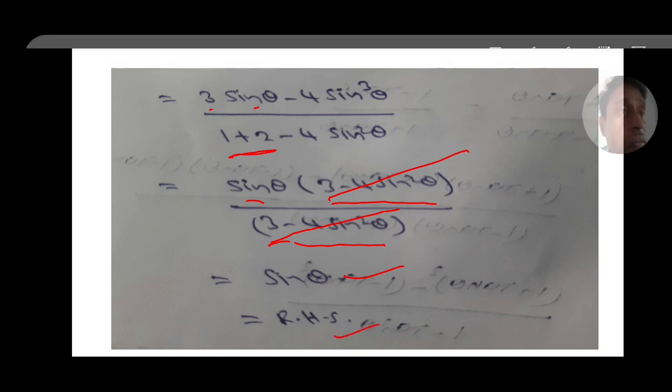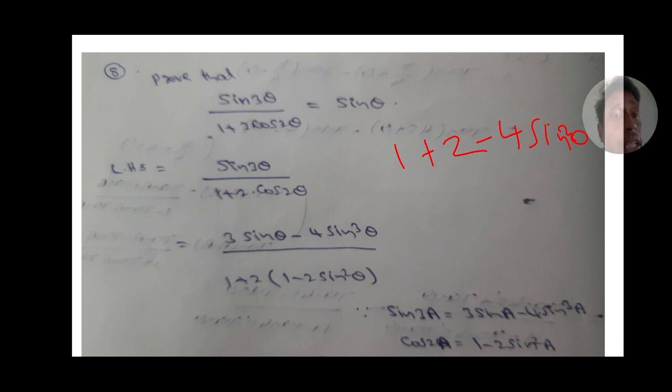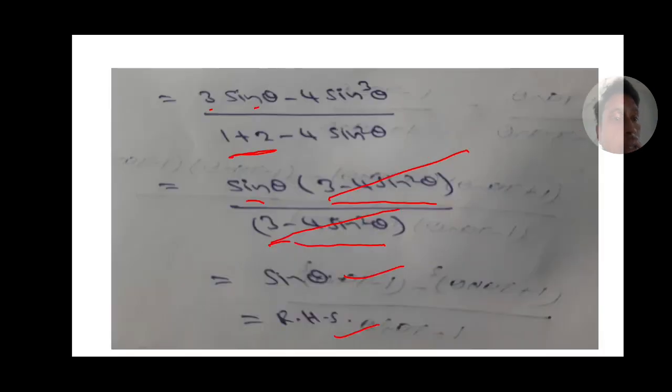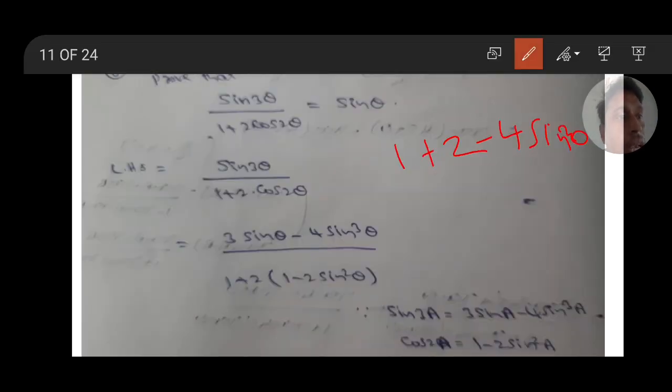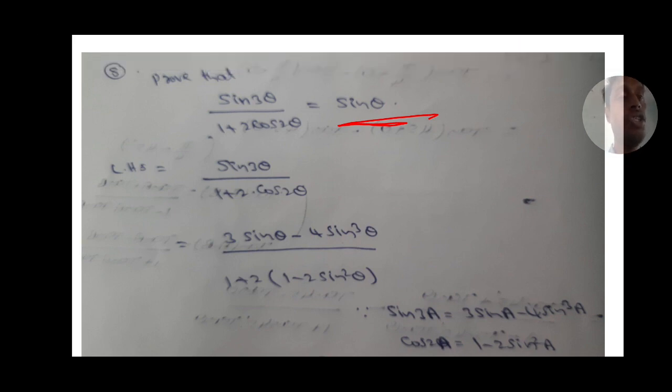Here we used only the sin 3 theta formula and the cos 2a formula, and simplified. Why are we taking the cos 2a formula in terms of sin? Because on the RHS we have only sin theta, so I am taking the formula 1 minus 2 sin square a. Okay, next.